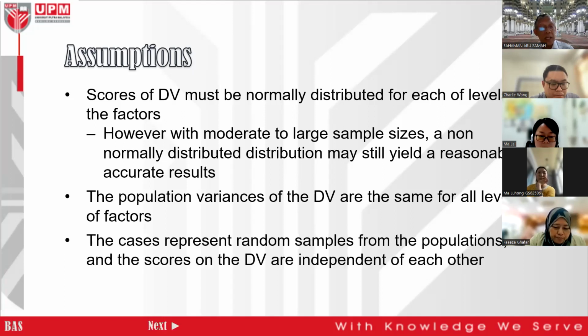Okay, and finally, the last assumption that we need to fulfill in order to run this factorial ANOVA is that cases represent a random sample from the population, and the scores for the DV must be independent of each other. But that last assumption, we cannot test using SPSS; it is based on your methodology. If your methodology is right, then it meets that assumption. If the methodology is not right, then it violates the assumption. You can only test assumption number 1 and assumption number 2.